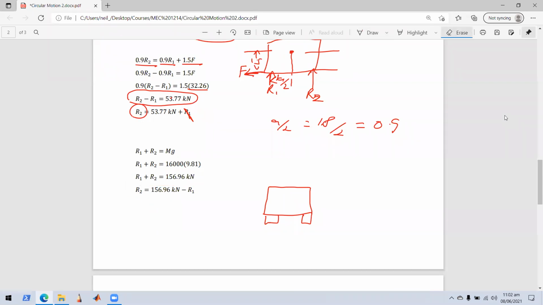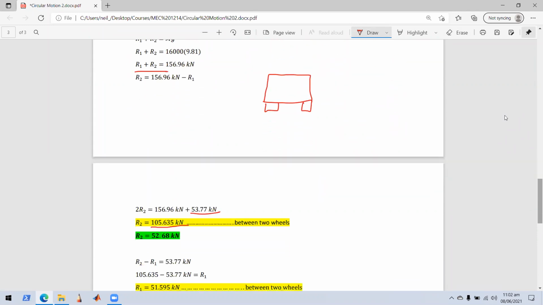Or you can just add them straight away, just like that. This plus R1 is going to cancel out with this minus R1, and this plus R2 and this plus R2 are going to add up. And this 53.77 kilonewtons and 156.96 kilonewtons are going to add up. So you'll end up with 2R2 is equal to this plus this. You add those up, divide by 2 to find R2, and you get R2 as 105.65 kilonewtons, right?